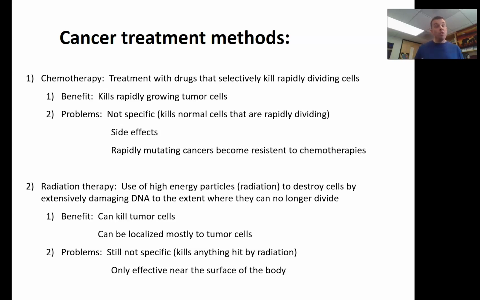The benefit is, again, you can kill tumor cells. It's also a lot more localized, so you can kind of use the radiation gun, as it's often called, to try and target the cancerous cells. However, it's still not completely specific. So anything around that, or anything like the skin on the way into that tumor and so forth, is going to be hit by that same radiation, and it can lead to some pretty massive burn problems, and also mutations in other cells around it and so forth. So it's really only effective near the surface of the body, and depending on how they're doing that radiation, even though it's a little more targeted, it's certainly not highly targeted.